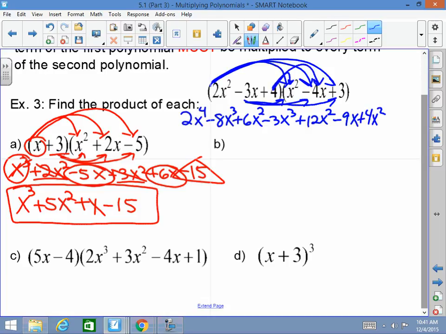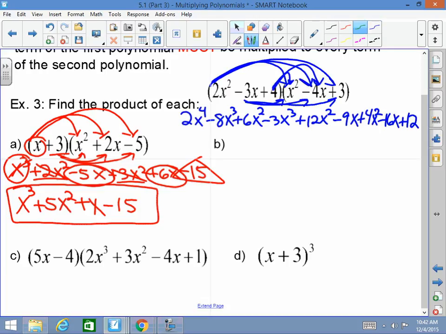4 times negative 4x. Wait, we did something wrong. It's 4x cubed, guys. That was my bad. No, it's not. We were right. I was wrong. It is 4x squared. 4 times negative 4x is negative 16x. And 4 times 3 is positive 12. Okay? So we've got a very long list here.